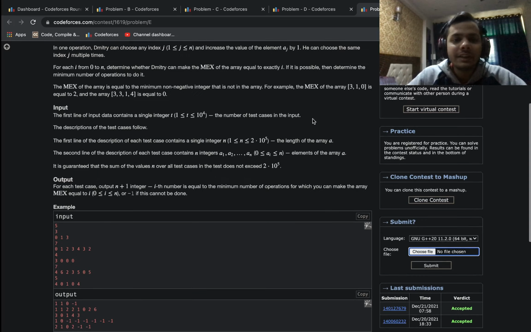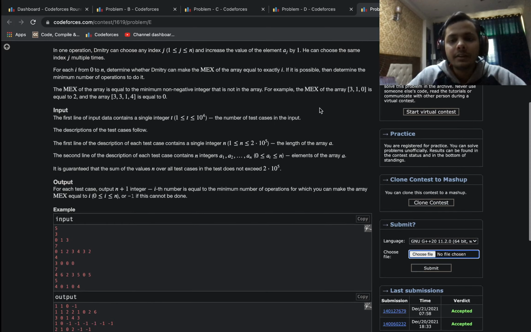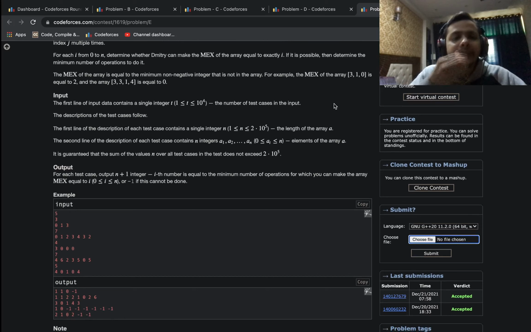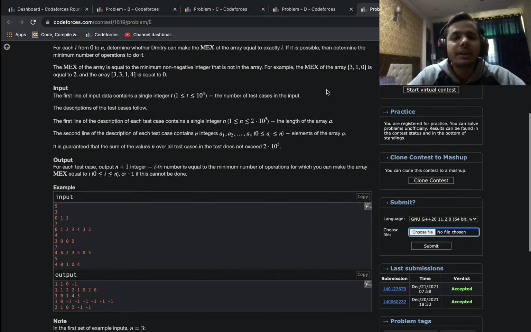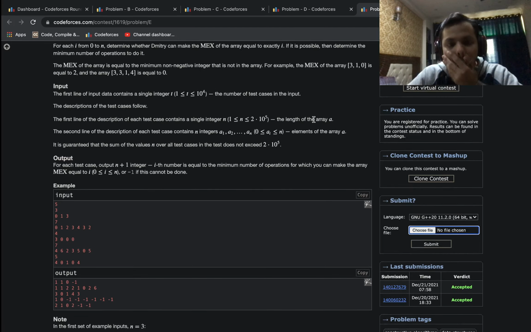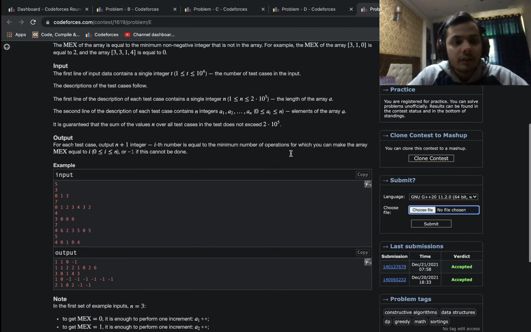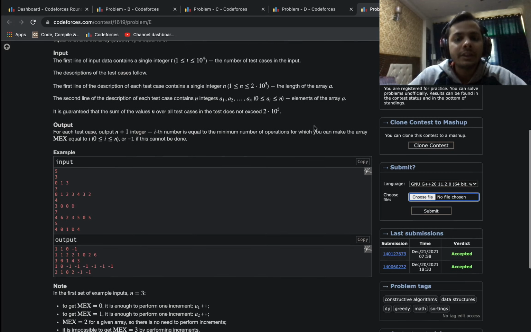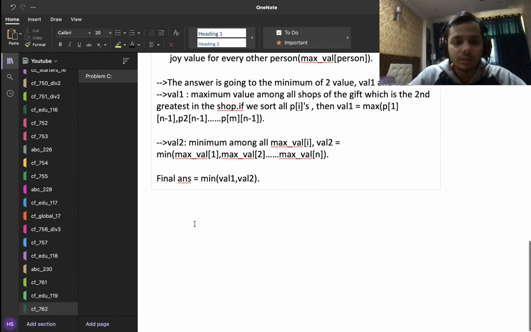We already know it's a very standard term in competitive programming. So the max of an array is the minimum non-negative integer which is not present in the array. So the max of 3, 0, 1 is 2 because 0 and 1 are already present, and 2 is the minimum non-negative integer which is not present, right? I hope it's clear. Now, for each I from 0 to n, we need to tell whether by doing some operations, we will be able to make the max equal to I or not, right? So let's see how to solve this.